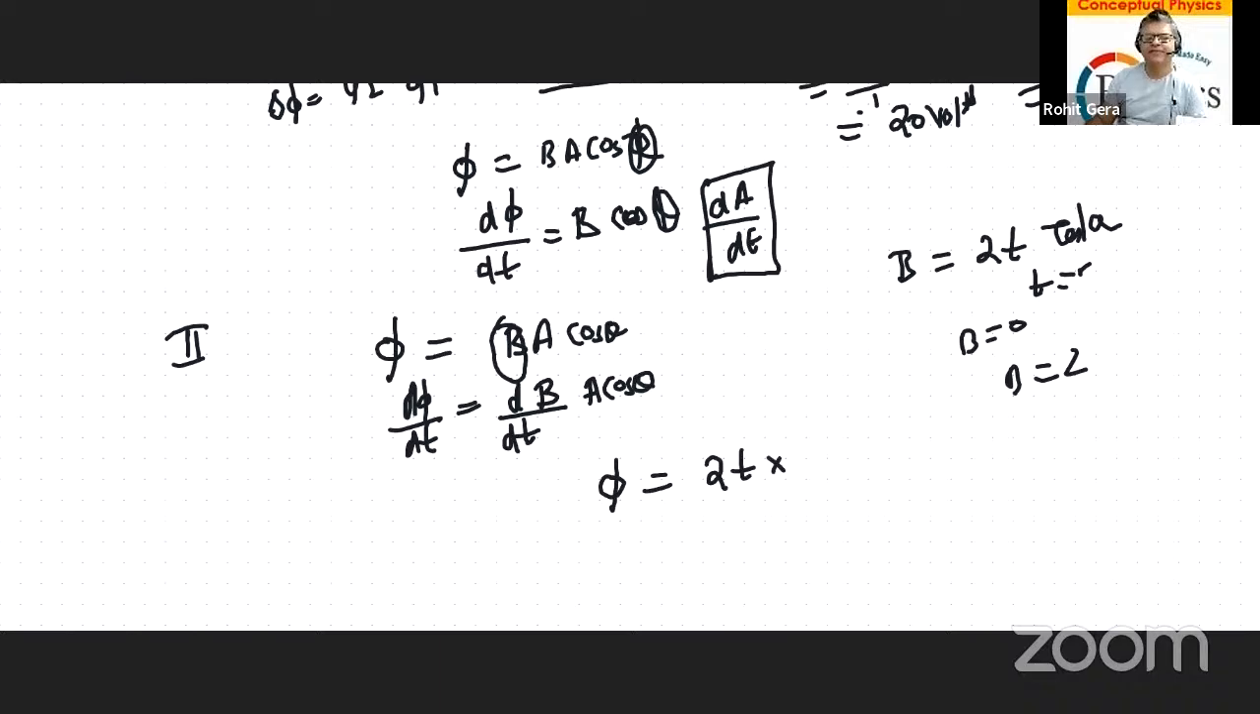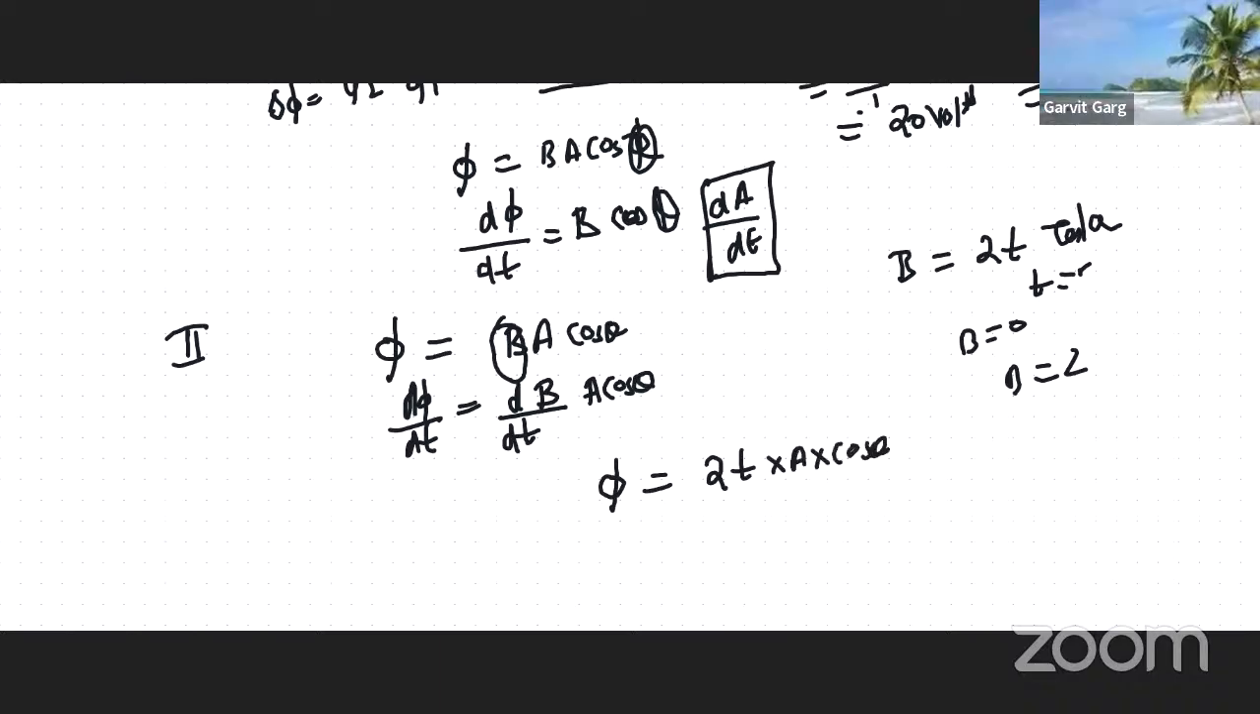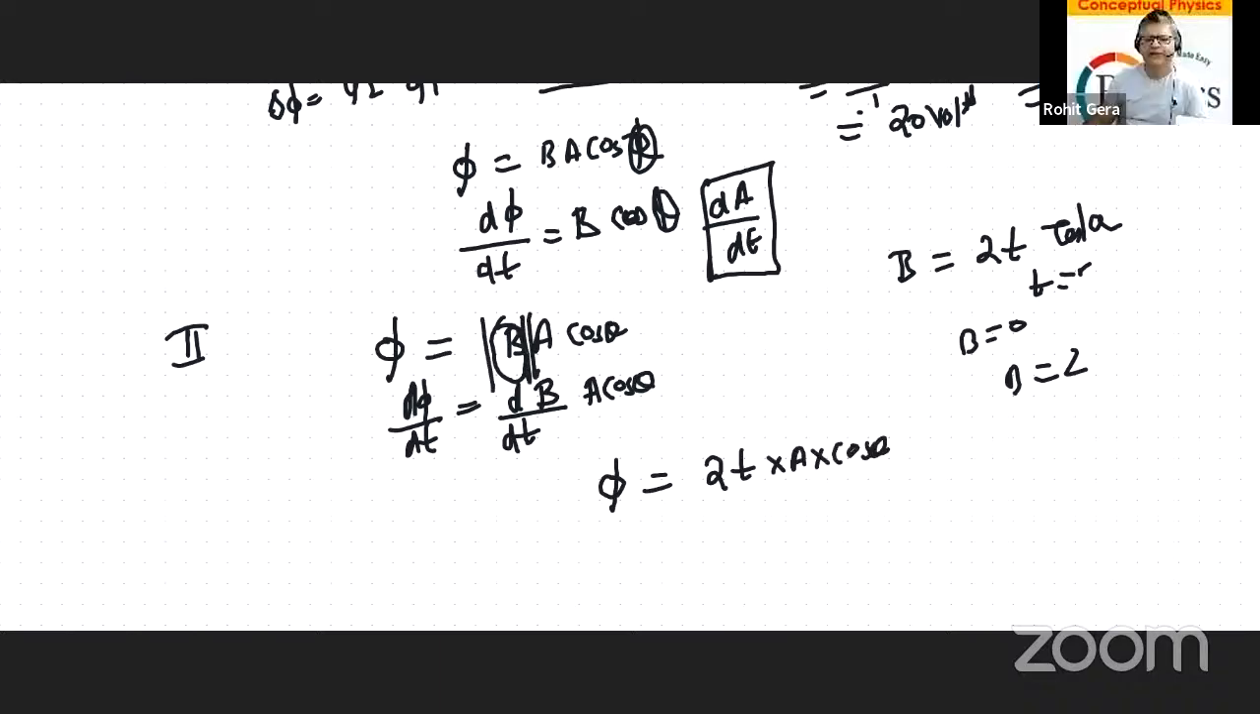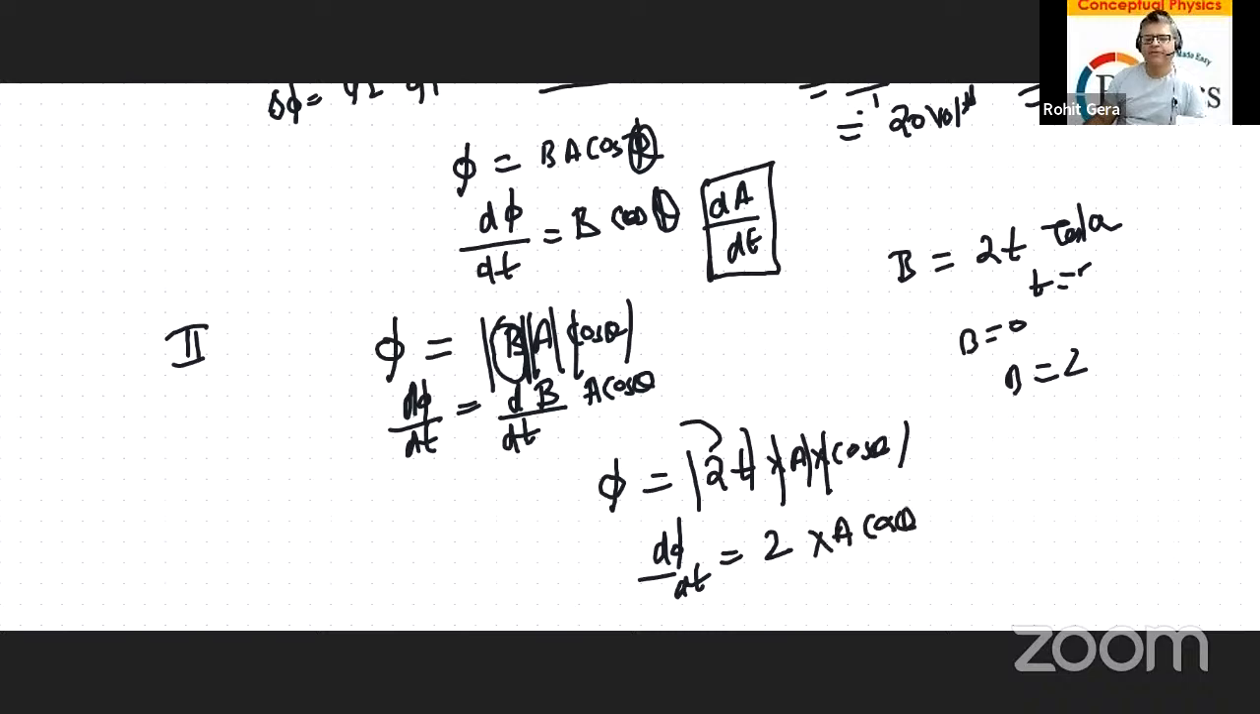This is a multiplication sign. These are getting multiplied, not vector product, okay? So d phi by dt is equal to 2 into A into cos theta. The area is given, the angle between B and A is given, you will get volts. EMF got induced because you had a way to produce d phi by dt.